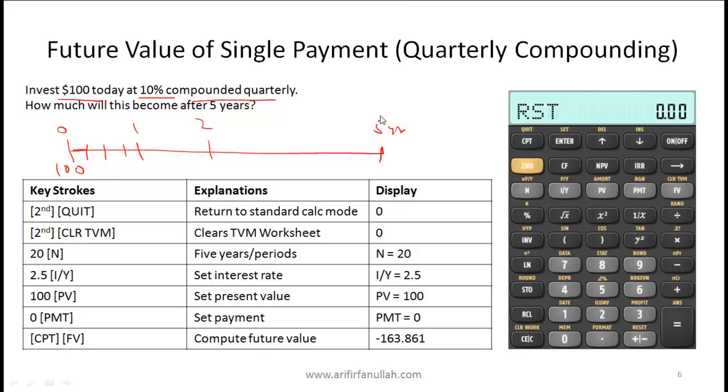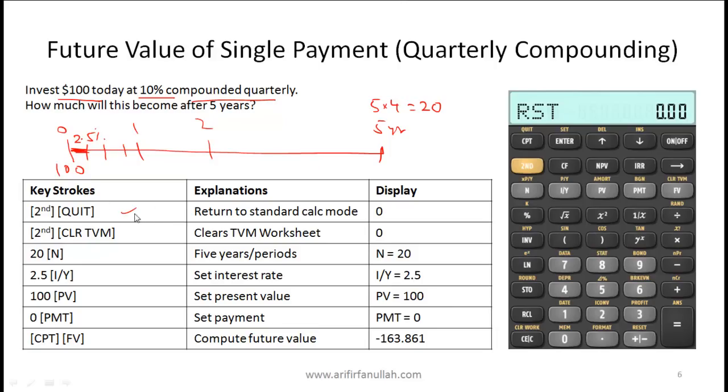So how many quarters do we have? The number of quarters is 5 times 4, which is 20. And if the stated annual rate is 10%, the quarterly period rate will be 2.5%. So that's the interest rate for each period. Now you basically do what you did before.